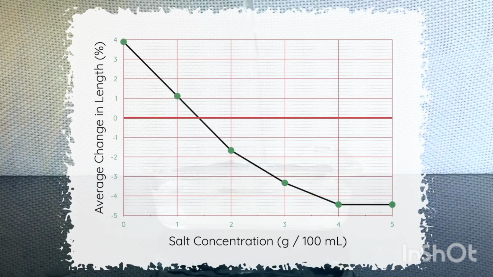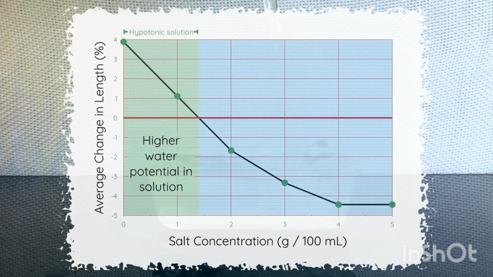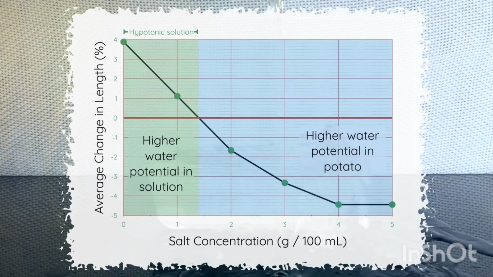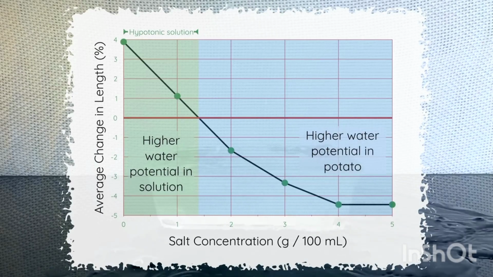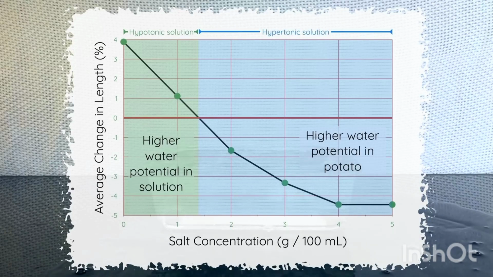nice downward curve. The lower salt concentrations result in an increase in length of potato strip, meaning water has entered the potato strips by osmosis. This means there is a higher water potential inside the solution compared with the potato. We have a hypotonic solution. At higher salt concentrations, however, we have a decrease in potato strip length. This tells us the water potential is higher inside of the potatoes, so water has left the potato strips by osmosis. We can say that the solutions are hypertonic to the potatoes.